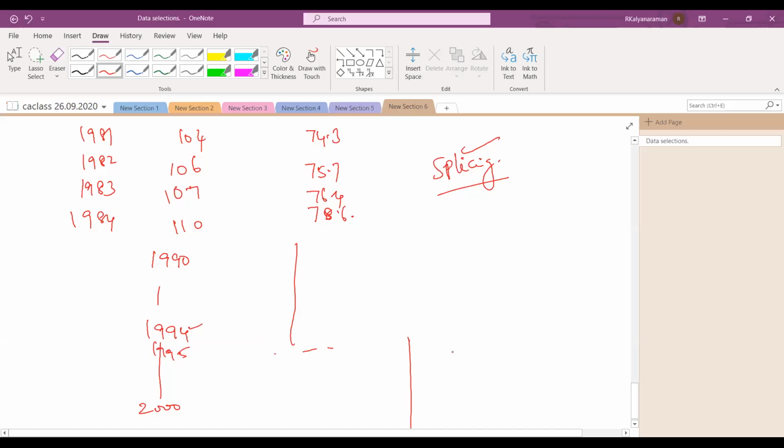So what we do, now we are calculating a new price index. This is called the spliced price index. We take 1995 as the base year. That means one part of the series will have the same value, but the other part will now have a new base.